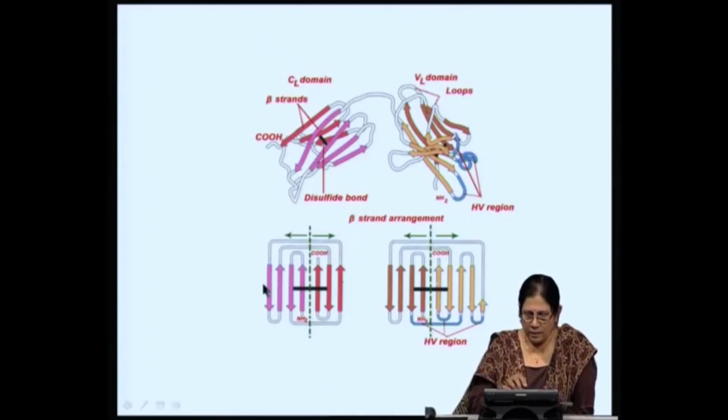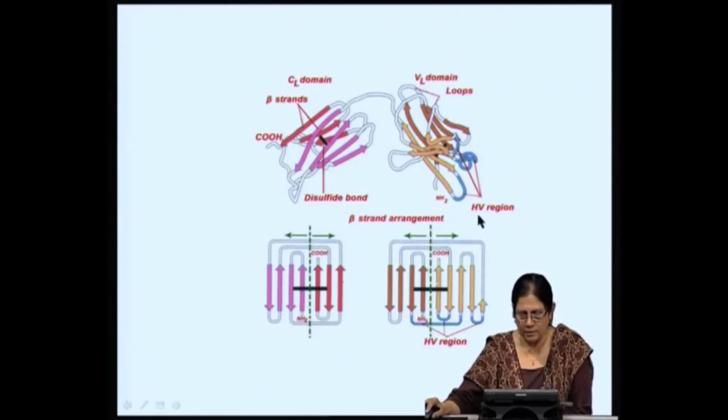Now, these anti-parallel beta sheets are joined together by these loops, beta bends or loops, and as one can imagine, it is the loops which constitute the antigen binding pocket. Now, this is the variable domain, and these are the antigen binding pockets. What is very interesting to see is that the immunoglobulin molecule does not have any helices, total absence of helices.